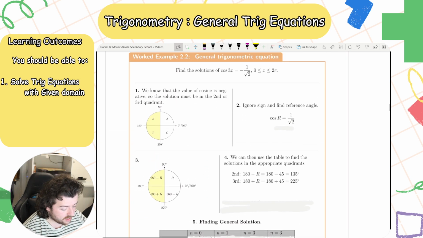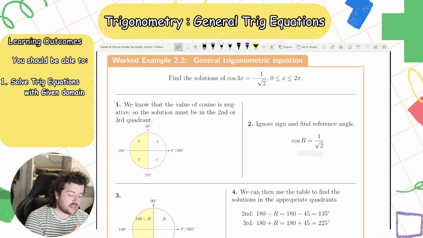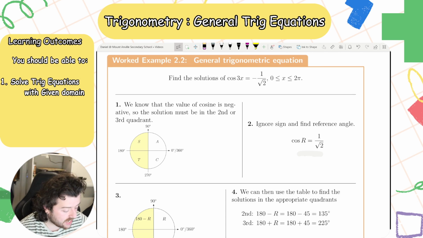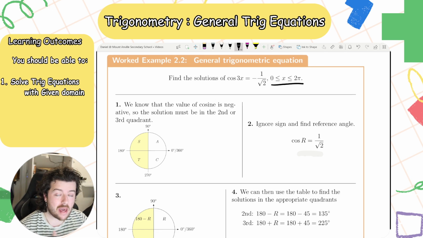Then finally, I'll look at this one more example here, 2.2. So I have cos 3 theta is equal to minus 1 over root 2, where my domain is 0 to 2 pi. So I'm now dealing with radians. For me, I just like working with degrees and then converting them into radians at the end, because I find with radians you're working with such awful fractions.